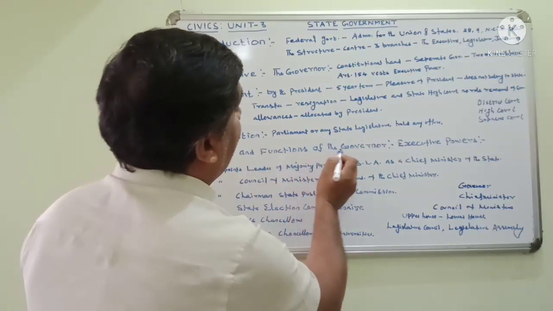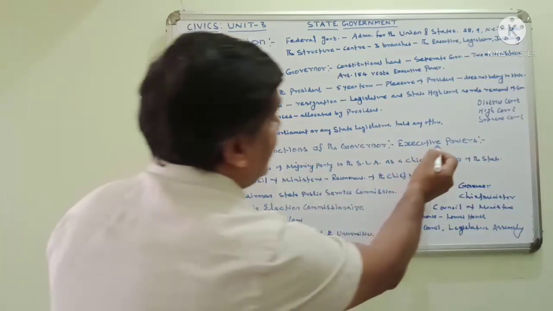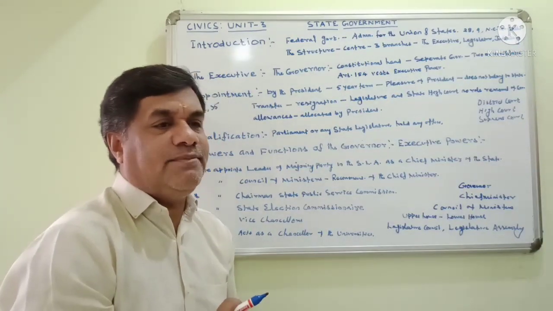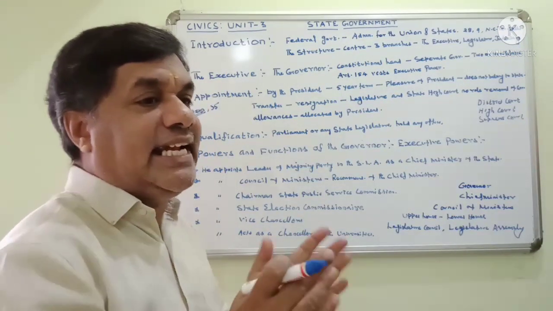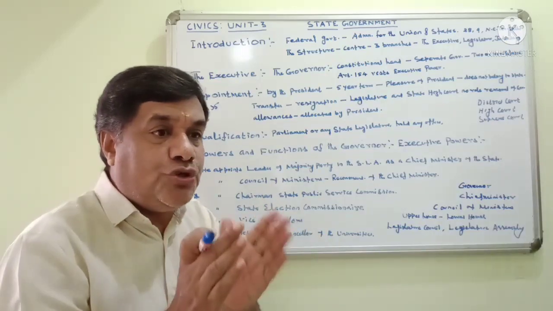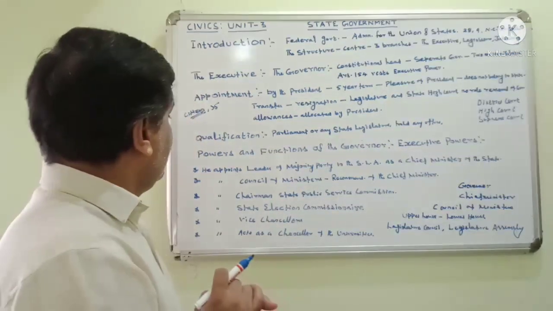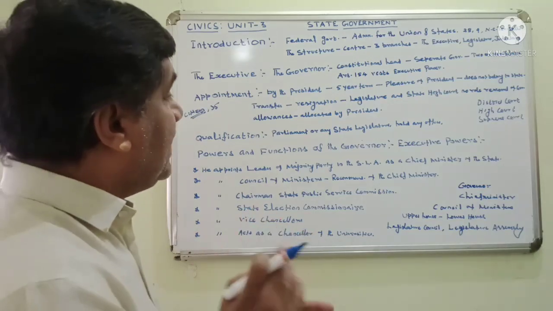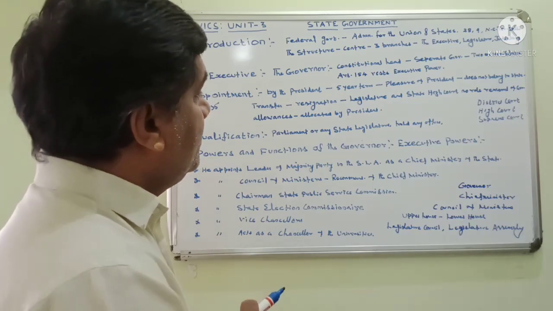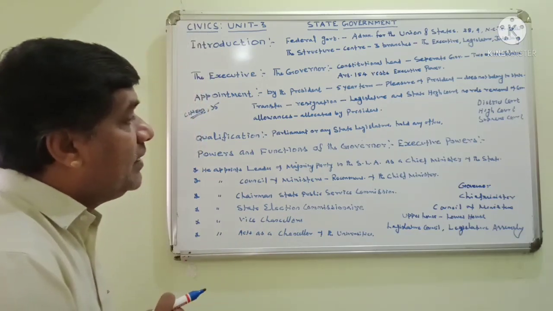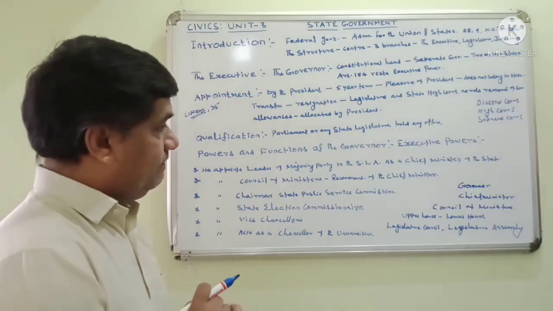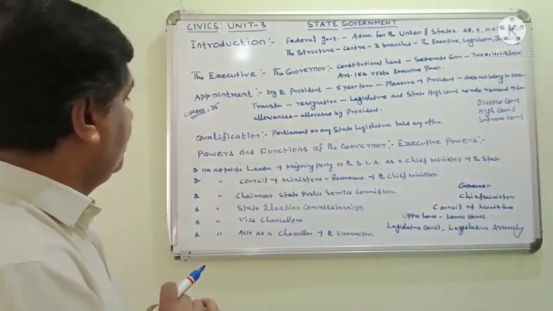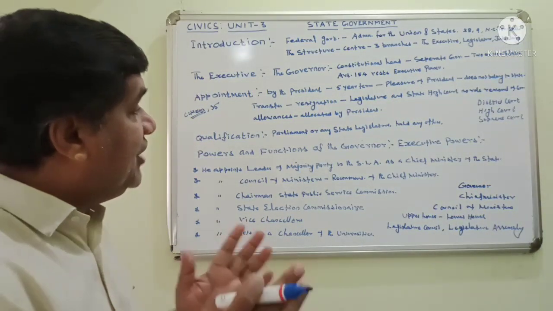Powers and functions of the governor. Executive powers. All the executive powers in the state government go to the governor. The governor can appoint the leader of the majority party in the state legislative assembly as the chief minister of the state. The chief minister is appointed by the governor.